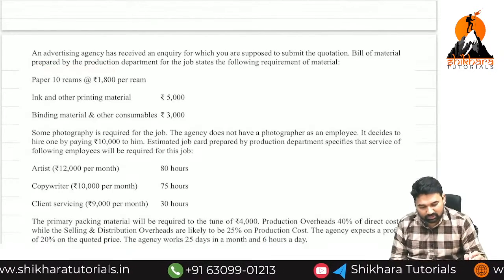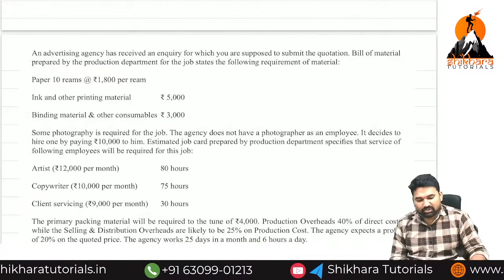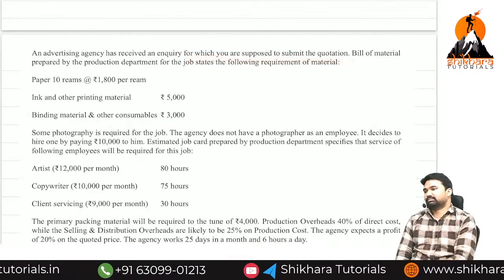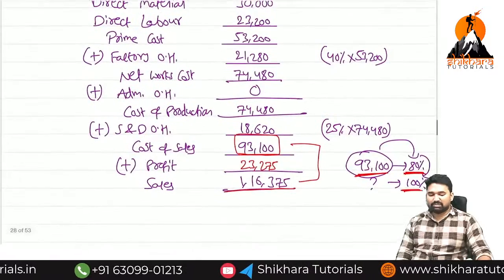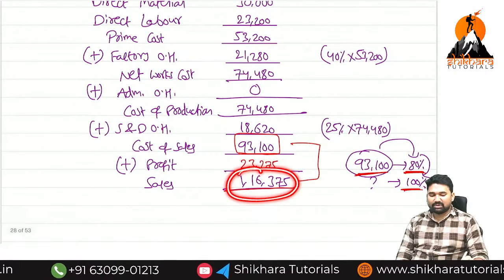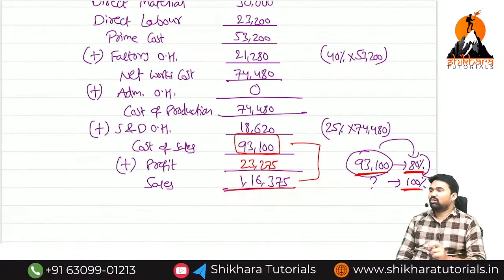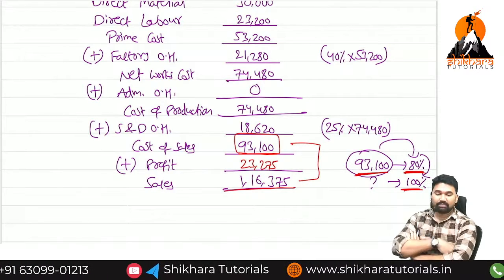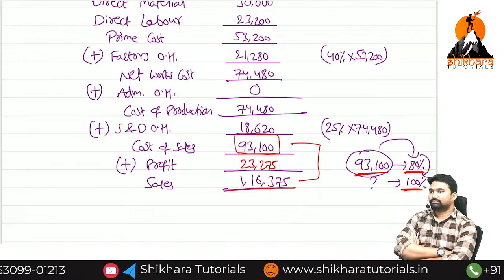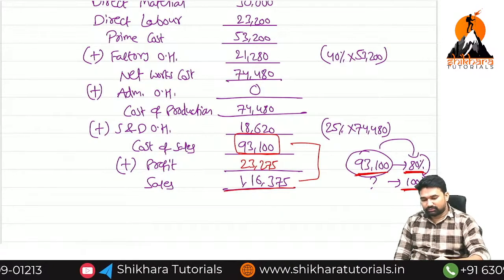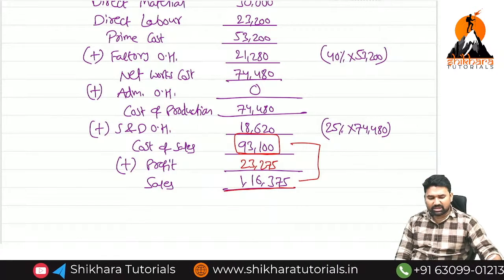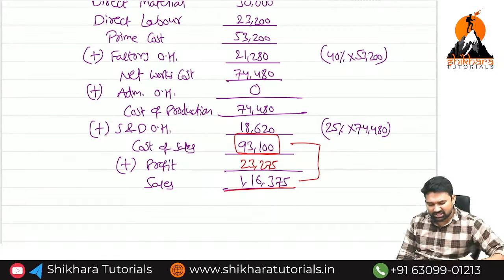So the problem also asks, prepare the production cost sheet. Sorry, one more thing. You are supposed to submit the quotation. So the quotation will be submitted like this. Selling price quotation means how much? 1,16,375. Okay. So this is all about the illustration, somewhere around illustration number 9 or 10.